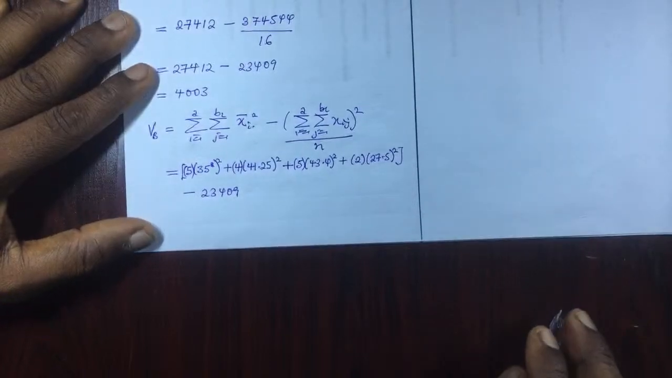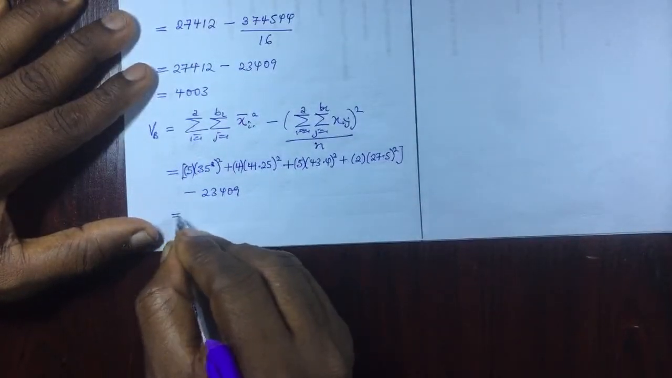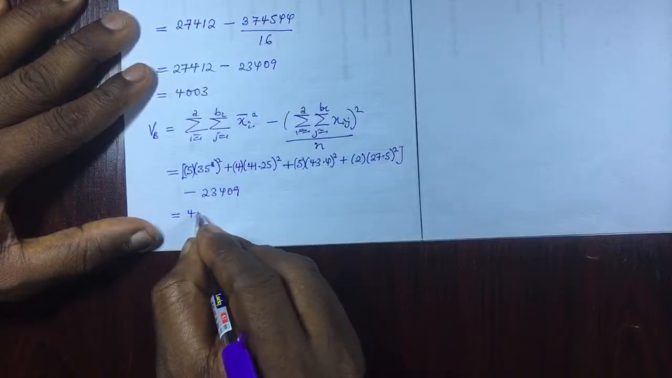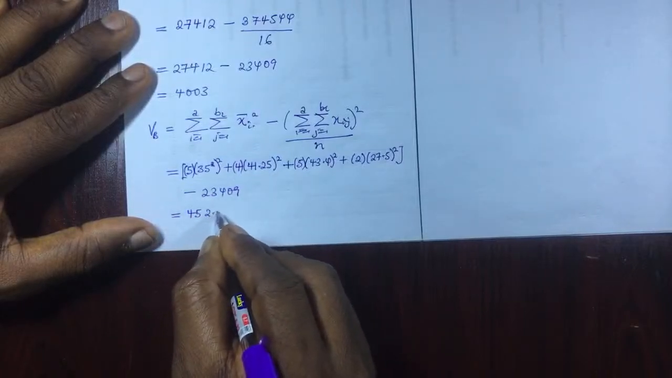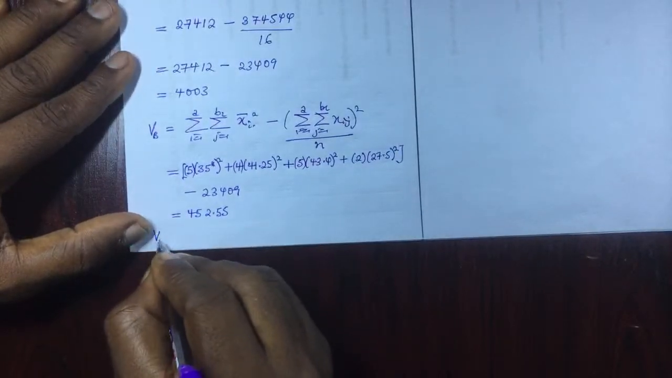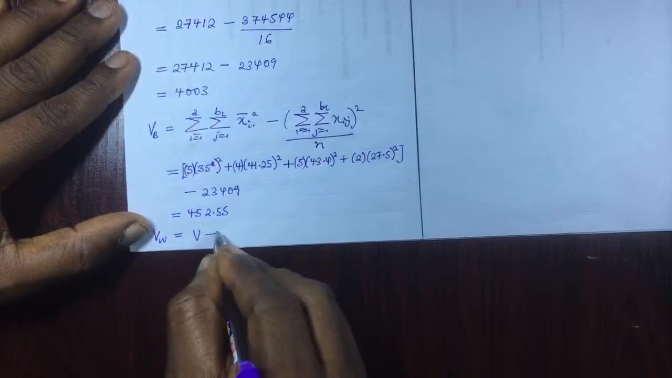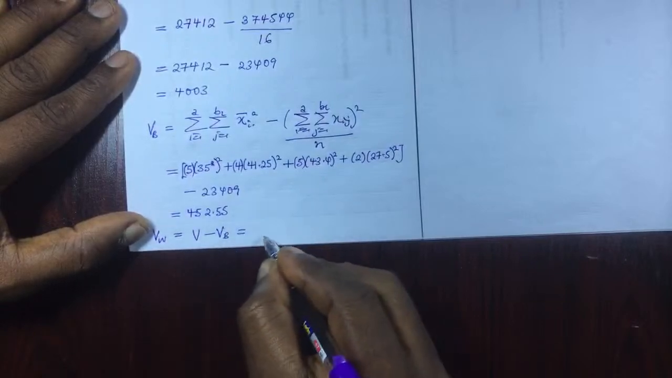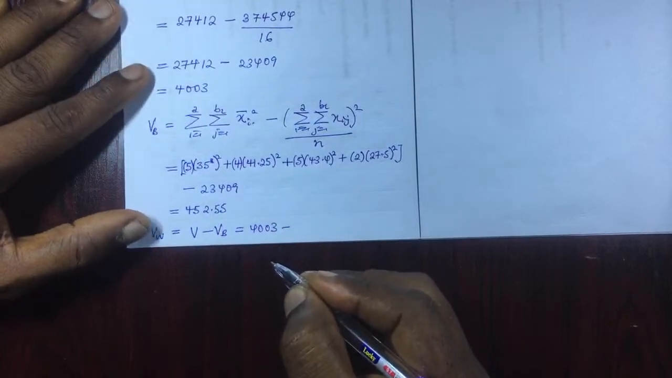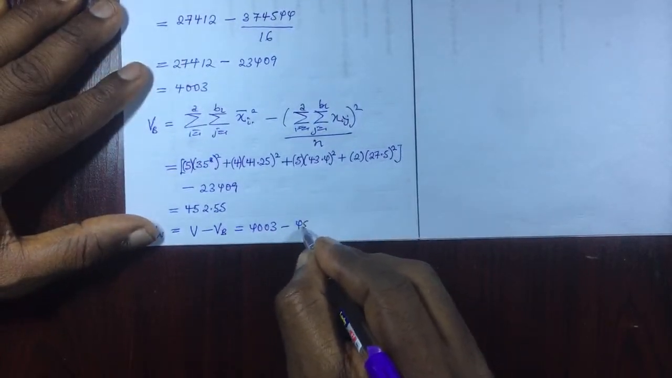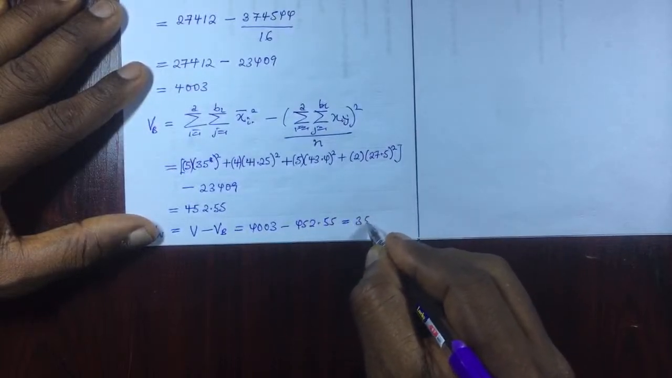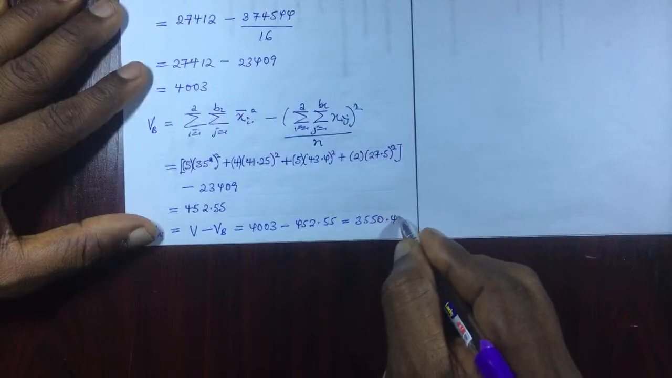Now, if you move ahead and simplify, adding everything and subtracting this value would give you 452.55. Now, that implies that our VW will be V minus VB, which will be 4003, if you compute accurately, minus 452.55. This will give you the result 3550.45.